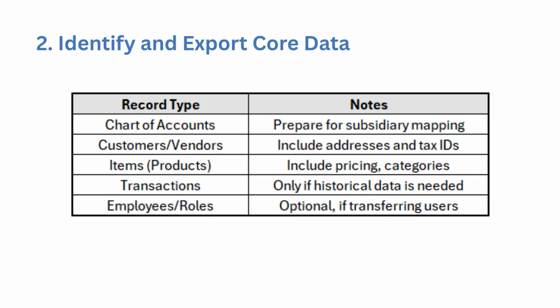Next is to identify and export core data. From your existing NetSuite instance, export the following using saved searches or CSV export. Prepare chart of accounts for subsidiary mapping, customers, vendors records. Make sure to include addresses and tax IDs, items, products. Include pricing, categories, and other details. Transactions. Export this only if historical data is needed. Employees and roles. This is optional if transferring users.